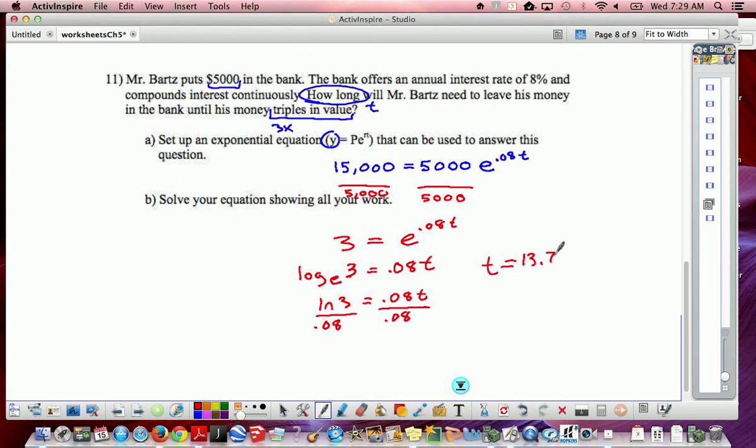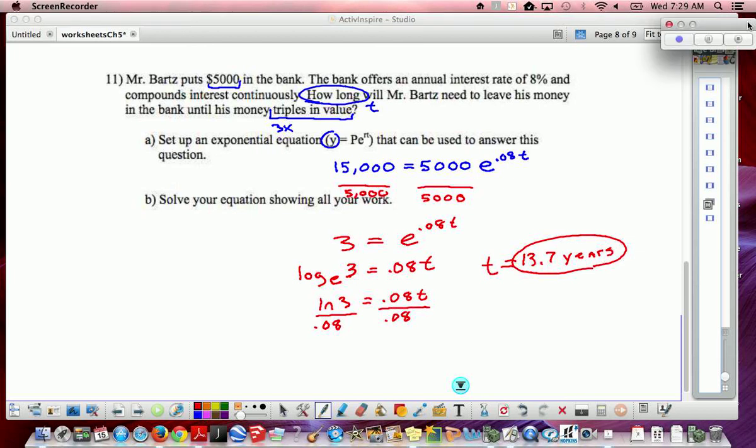Let's just go to the nearest tenth for the year. So 13.7 years. Okay, so it's going to take a little time, but hey, that's tripling in value. All right, so this ends the first page.